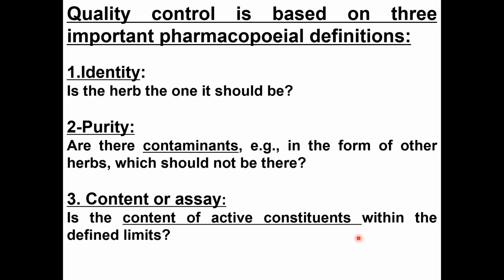The quality control involves three steps. First, to make proper identification of the herbal drug. Secondly, to test for the purity of the herbal drug and to confirm that it contains no contaminants, which can pose risk for the patient. Third, to assay the compounds or the active constituents responsible for the activity of the drug. This actually will ensure the safety and efficacy, or the quality, of the herbal drug.